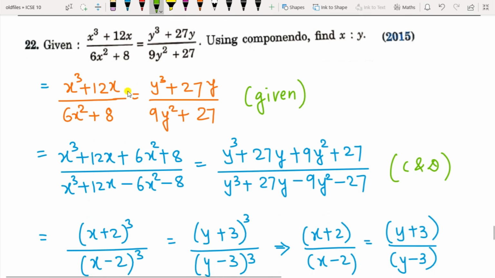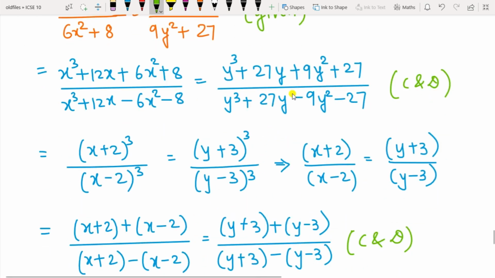Question 22 here is, it is given these two ratios are equal. Using componendo dividendo, you have to find the value of x is to y. This was asked in 2015 here. So this is the given result. Apply the componendo and dividendo result here.